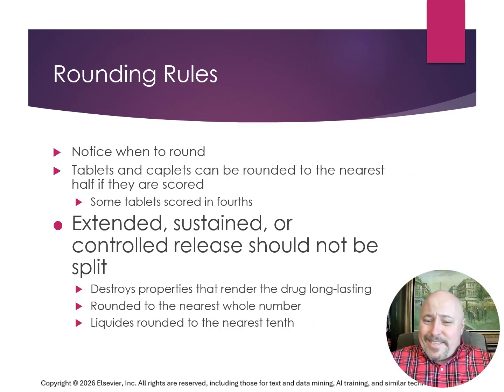One area that I see students miss a lot, usually students understand the math, and it's usually just a basic rounding error. Tablets and capsules can be rounded to the nearest half if they are scored. Some tablets can go to the fourths, but especially when it comes to medication math here for ATI or for our tests, you're never going to see smaller than a half tablet. Also, keep in mind that extended, sustained release, or controlled release can never be split. That destroys the properties that make it extended release. And now it's an immediate release when that medication was not intended to be that way.